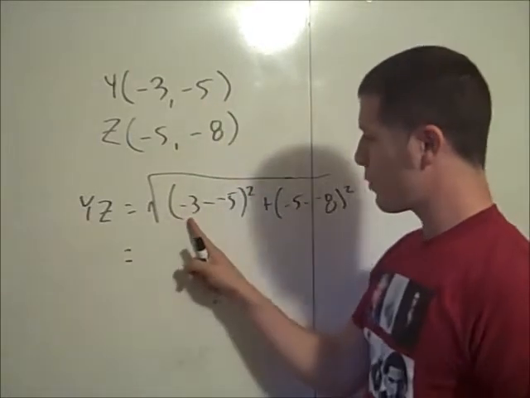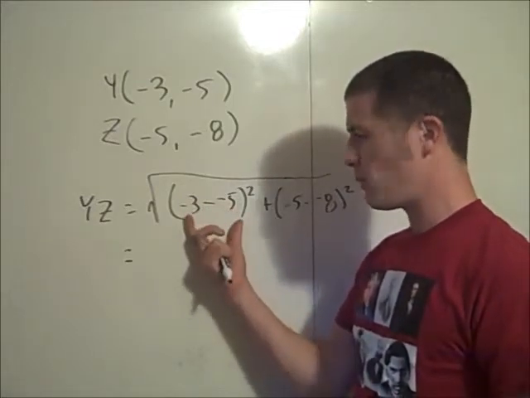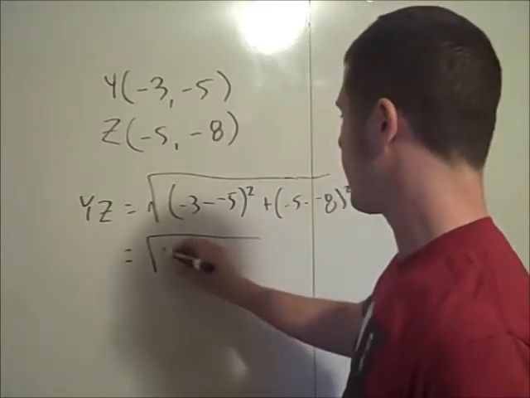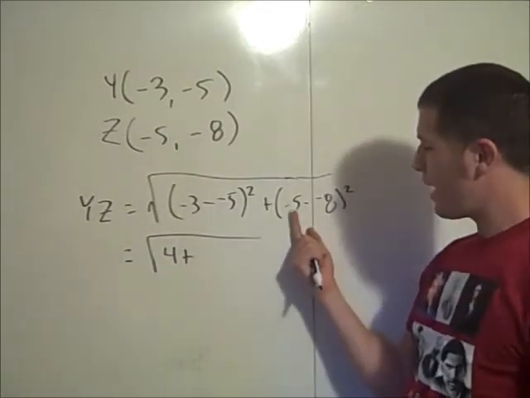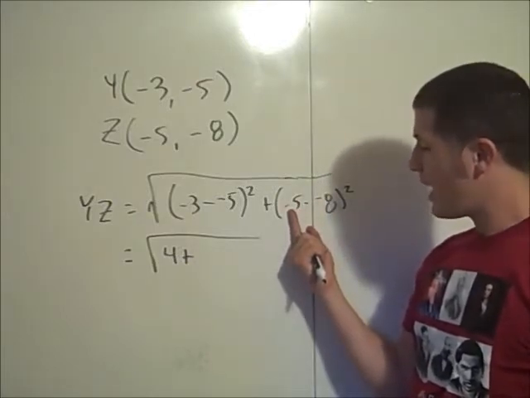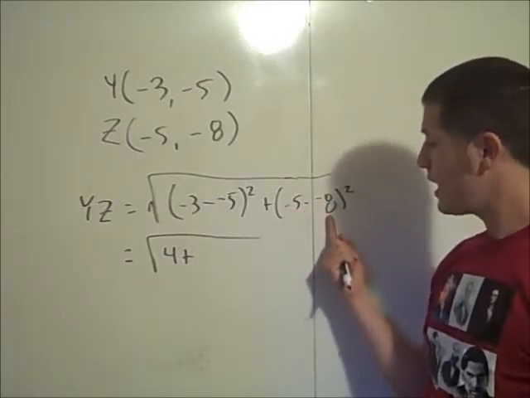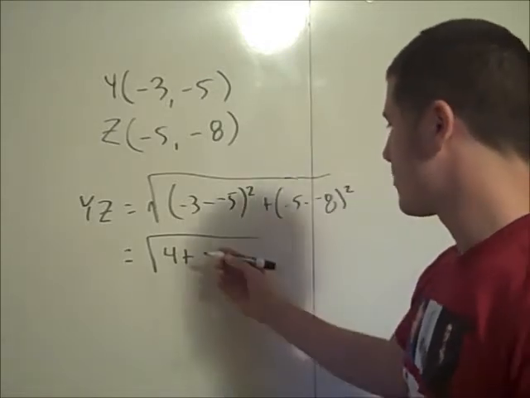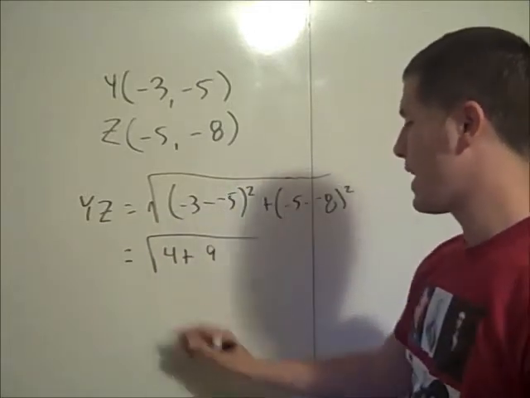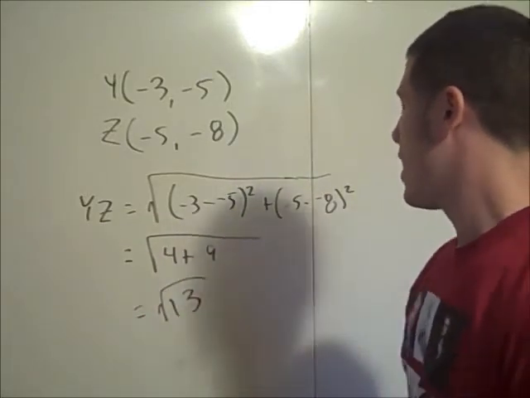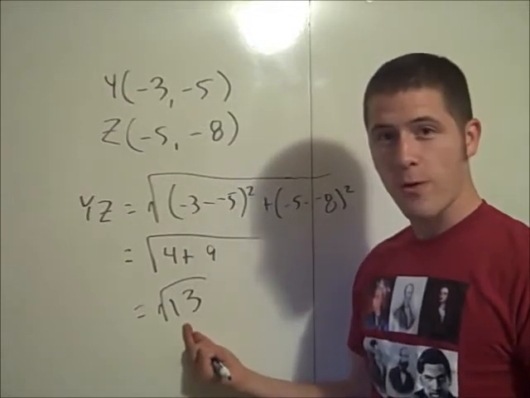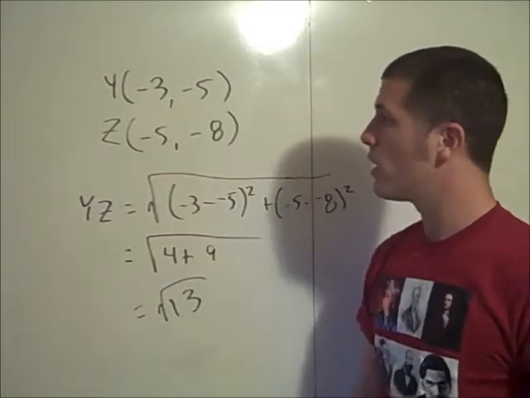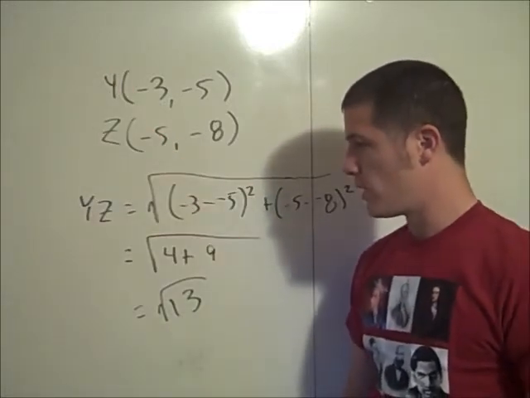So what do we have? Negative 3 minus negative 5, this number is 2. Negative 3 plus 5 is 2. 2 squared is 4, so I have the square root of 4 plus, here I have negative 5 plus 8 is 3. 3 squared is 9. So this is 4 plus 9. And 4 plus 9 is 13, so this is square root 13. 13 does not have any perfect square factors, so it's not simplifiable. So the distance between the point y and z in this case is square root 13.